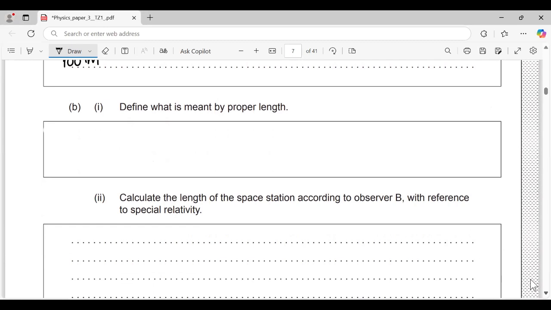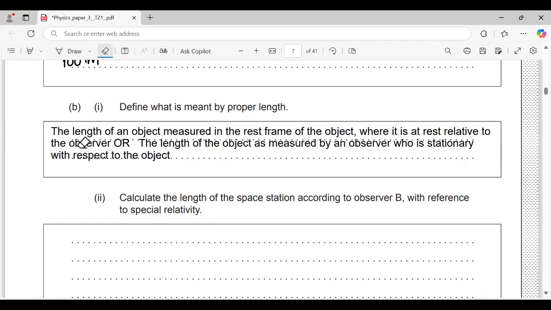Define what is meant by proper length. I have provided my answer about this question. The proper length is the length of an object measured in the rest frame of the object, when it is at rest relative to the observer, or the length of the object as measured by an observer who is stationary with respect to the object. Calculate the length of the space station according to observer B with reference to special relativity.